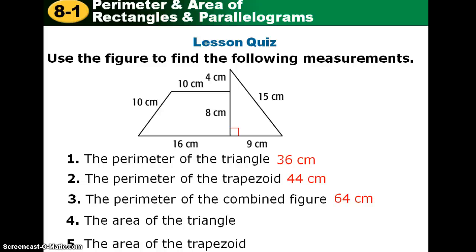The area of the triangle. Again, we need the height, and then we need the base. We don't need the hypotenuse for any reason. 1/2 times 9 times 12 is 54 centimeters squared. Lastly, we need the trapezoid area. We have the two bases that we add together for 26. 8 would be our height because it's at a 90-degree angle. So we add 10 plus 16 for 26, multiply by 8 and 1/2, and we get 104 centimeters squared.